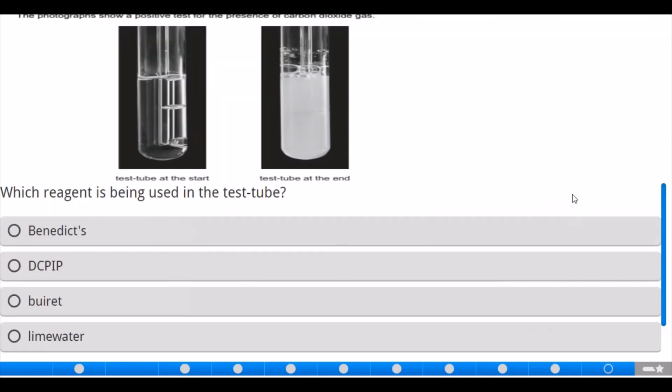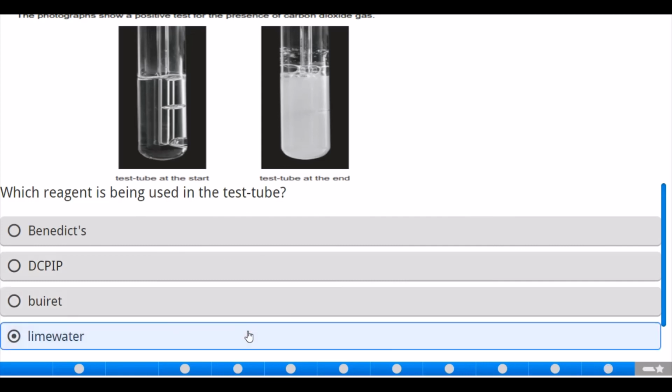Another question here. Which reagent is being used in the test tube? We have a photograph showing us a positive test of the presence of carbon dioxide in gas. Test tube at the start and test tube at the end. So the possible reagent that is being used here should be lime water because we can see that carbon dioxide changed the reagent to a milky color.